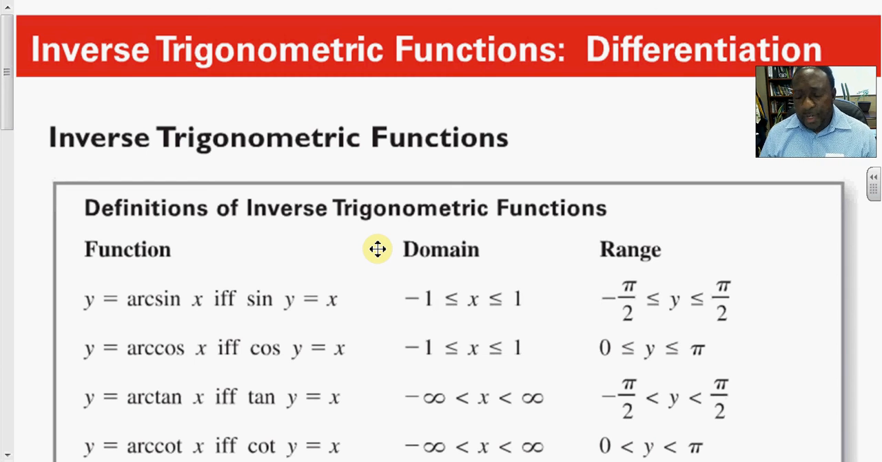Inverse trigonometric functions, differentiation.